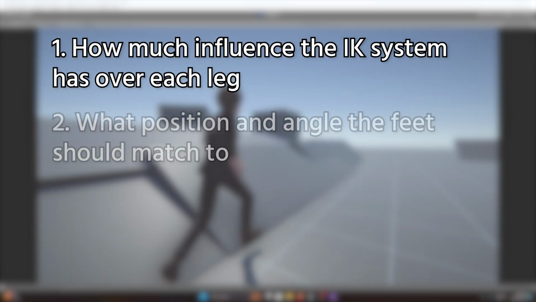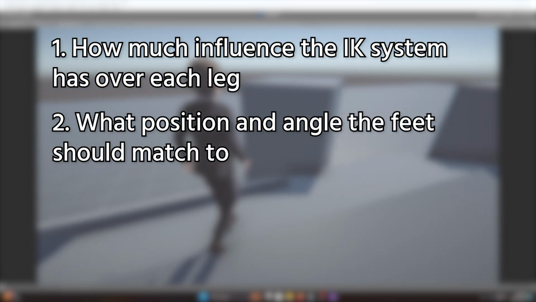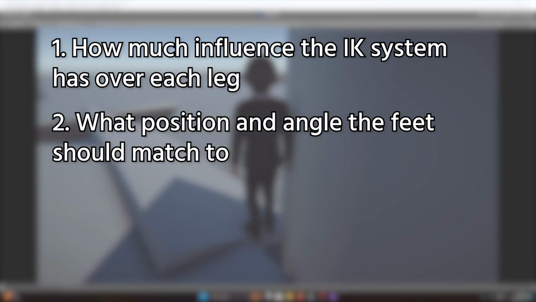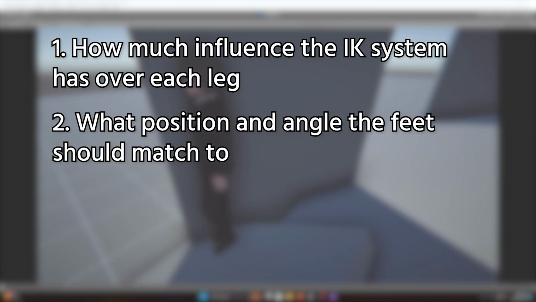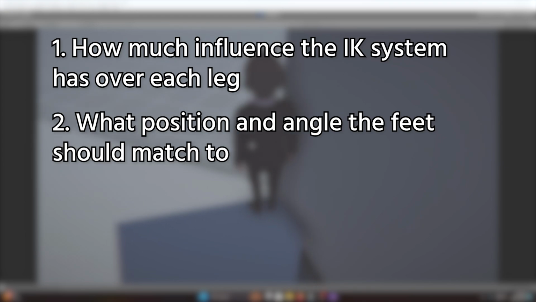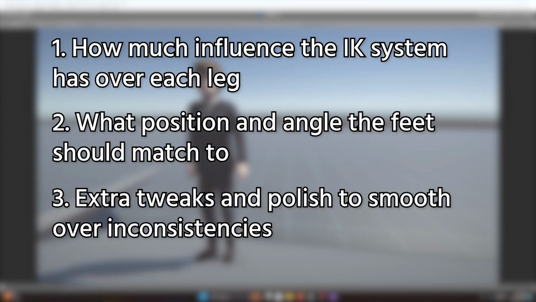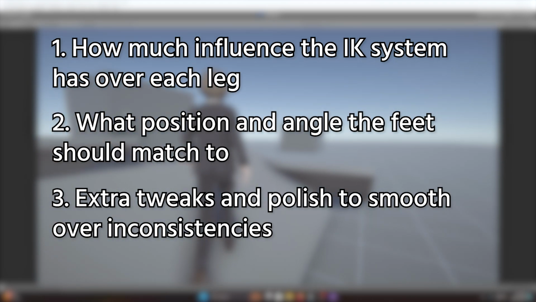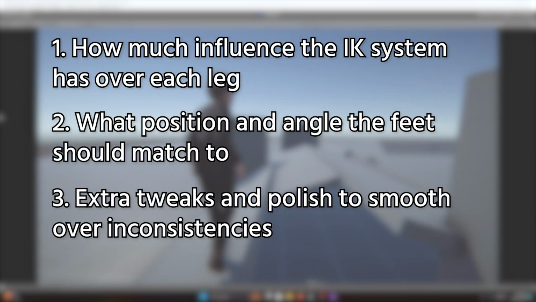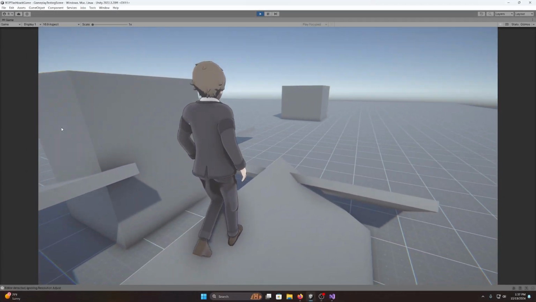And 2. Where the IK target is for each leg. The point of this system is to adapt the animation for any surface, which could change in position or angle at any time. We'll have to figure out how to detect that change and how it affects the target position and rotation. 3. Any other adjustments to the character to make the IK look natural. It's easy to just throw in some IK targets and call it a day, but we'll soon find that we can end up with a lot of stretching and mechanical motion if we don't use a few extra tricks to smooth things over.